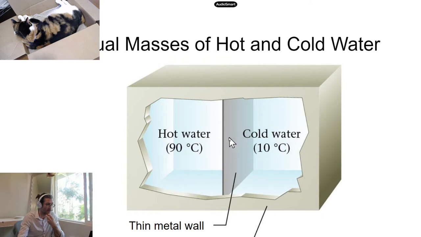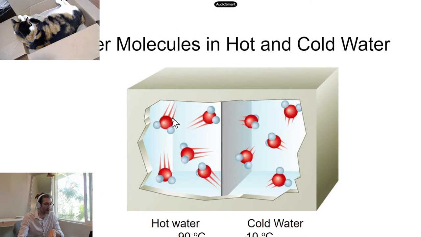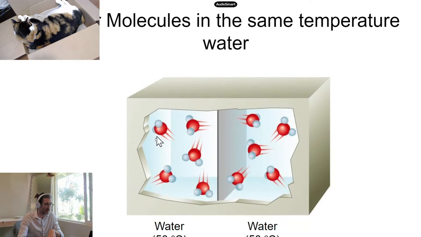Well, if we mix equal masses of hot and cold water, as we see, hot water's moving really fast, cold water's not moving so fast. The hot water will speed up the cold water, or the cold water, conversely, will slow down the hot water, and we'll end up with water molecules at the same temperature. Which is to say, if you take cold water that you've kept in the walk-in and add it to your 90 degree C tea, you can lower that temperature to 50 degrees really fast. You just gotta mix it.